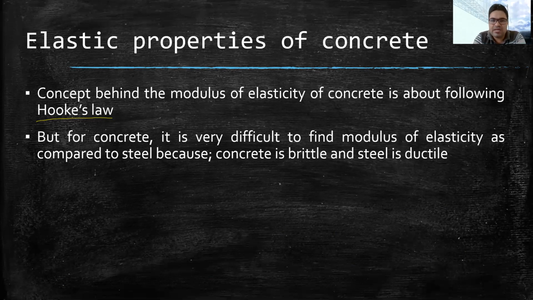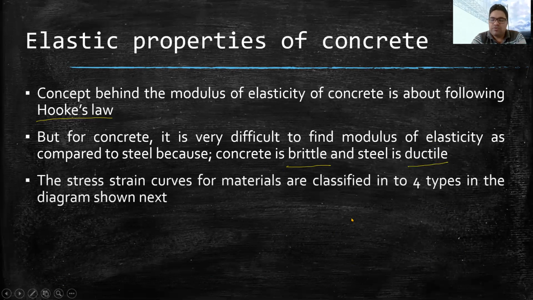While if we compare that with steel, steel has a very clear stress strain curve. It has a linear part, and with that we are able to find out the modulus of elasticity of the steel. But in the case of concrete, it is very difficult because concrete is a very brittle material, while steel is ductile. So we will see some different types of stress strain curves, and then we will try to identify which curve suits concrete.